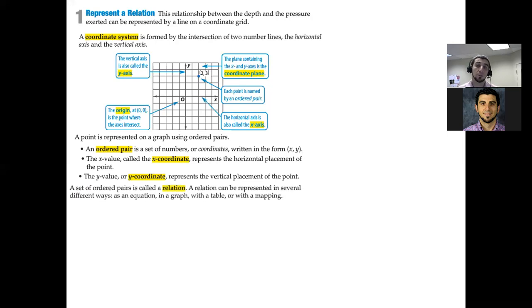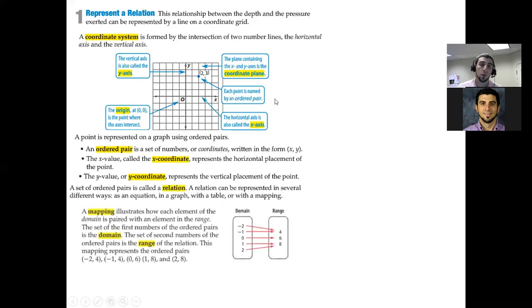A relation can be represented in several different ways. You can use a graph, you can use a table, or you can use what's called a mapping diagram, or just plain old mapping. A mapping illustrates how each element of the domain, or the x values, is paired with an element in the range, or the y values. So domain stands for the set of x values, the range stands for the set of y values, and a mapping shows how the x values are related to the y values.